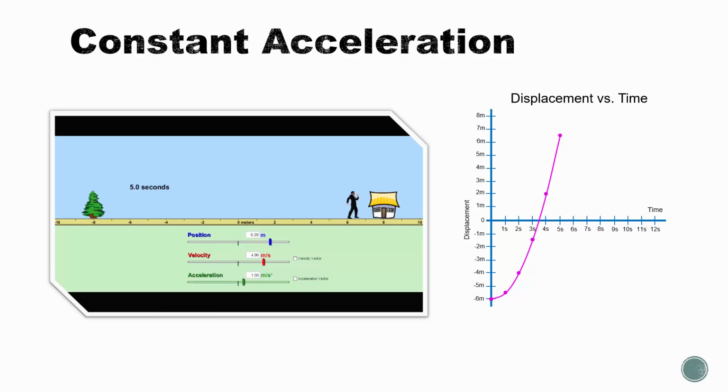If he was moving forward but slowing down, the graph might look like this. If he was moving to the left and slowing down, it would look like this. If he was moving to the left and speeding up, it could look like this. No matter what, for an object moving with constant acceleration, the displacement versus time graph will be exponential. Let's look at the velocity versus time graph for constant acceleration.